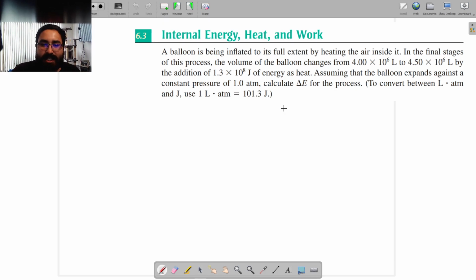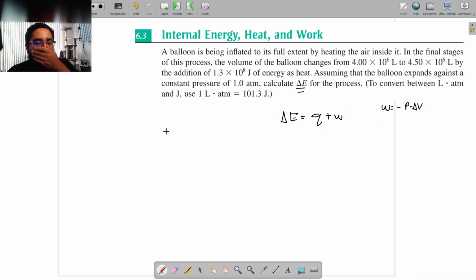All right, let's check this out. And I see delta E, so I'm already thinking delta E is equal to heat plus W. And then I see W, and I always think W is equal to negative P times the change in volume. All right, but let's go and read the problem first. A balloon is being inflated to its full extent by heating the air inside it. In the final stages of this process, the volume of the balloon changes from this to that. Okay, that's already looking like a delta V. So I'm going to write out my delta V over here.